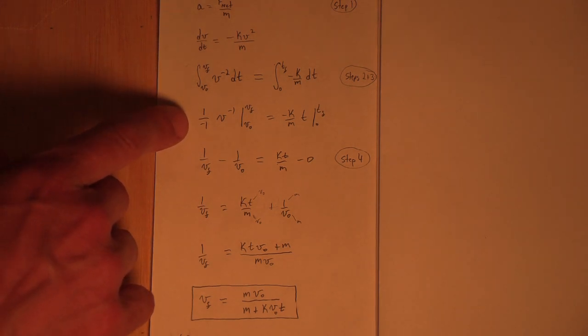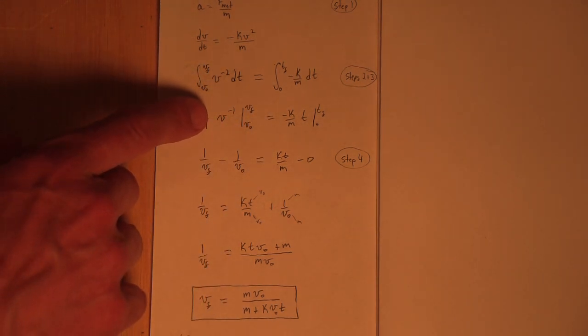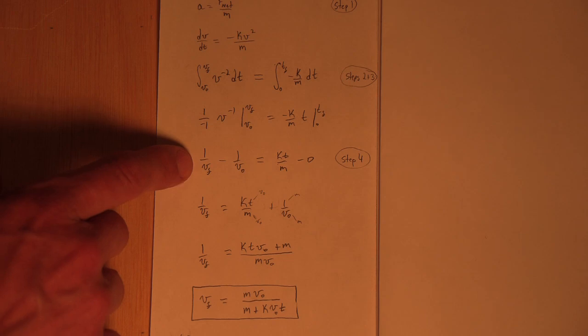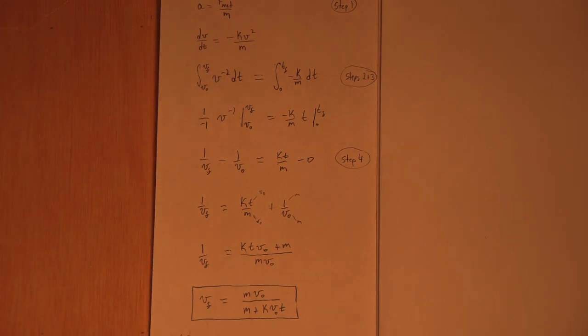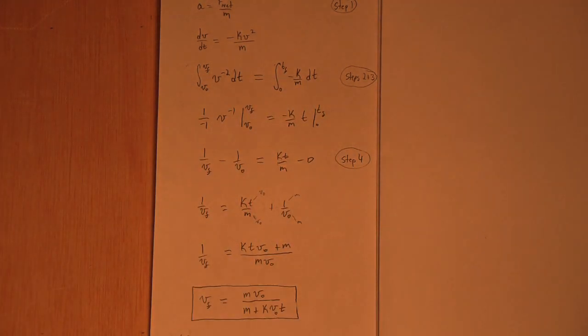So I put the negative to the other side and made it positive. So that's why there's no more minus here. And I just do 1 over vf minus 1 over v0. And on this side, kt over m. Oh, I forgot the f, kt final, minus 0. It's not critical if you don't put the tf, by the way. That's fine if you just leave it that way.